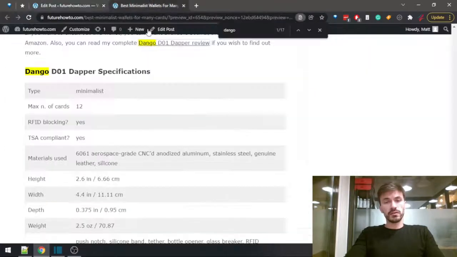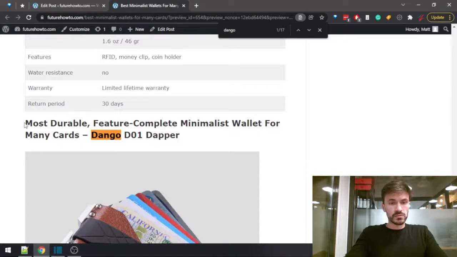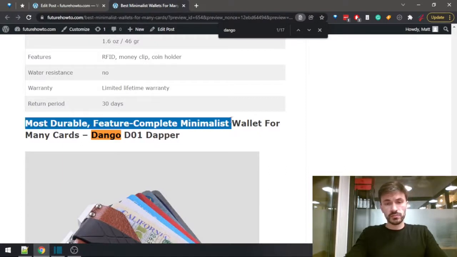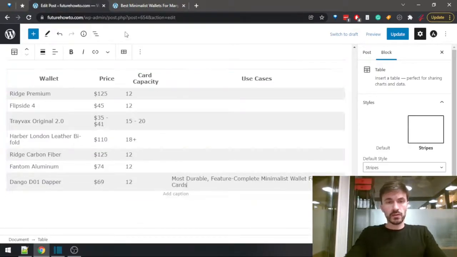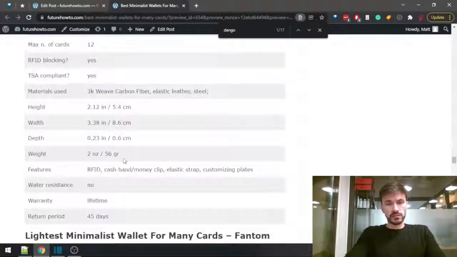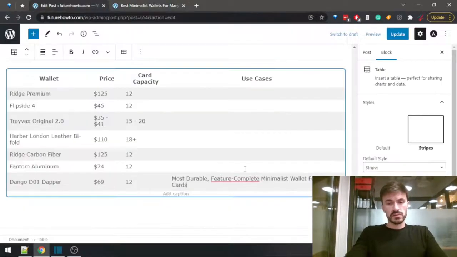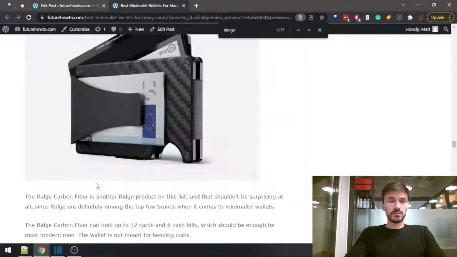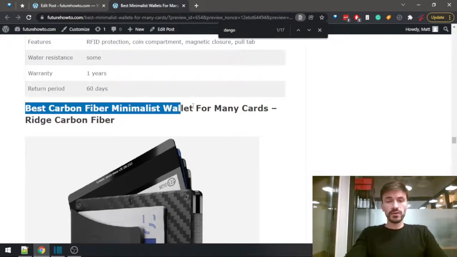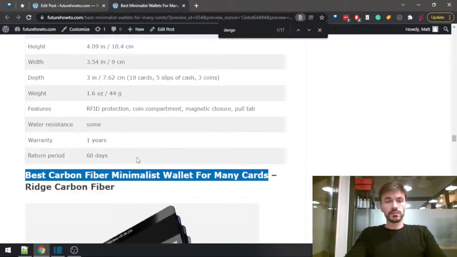Okay, and use cases, let's go from the bottom up. So most durable, most feature complete, minimalist wallet for many cards. Okay, the table is gonna end up looking alright, even though it doesn't really look like that at the moment, but the final result is gonna be fine. So there we go.